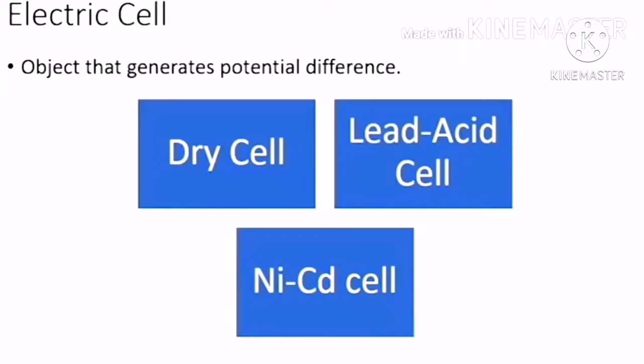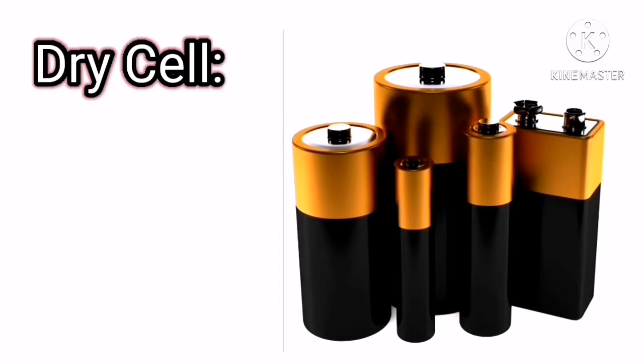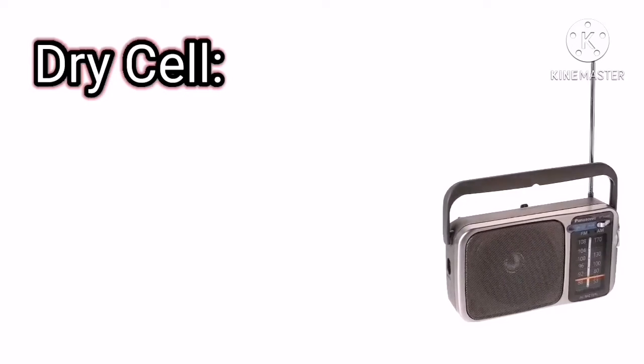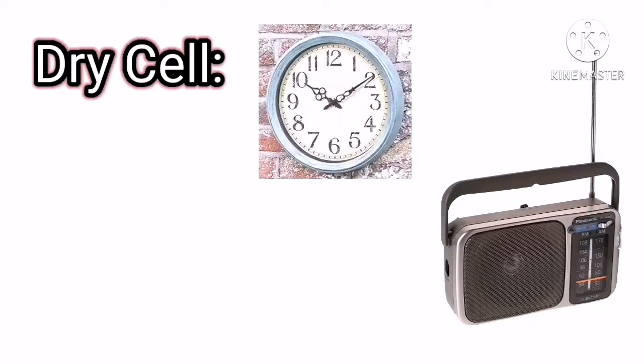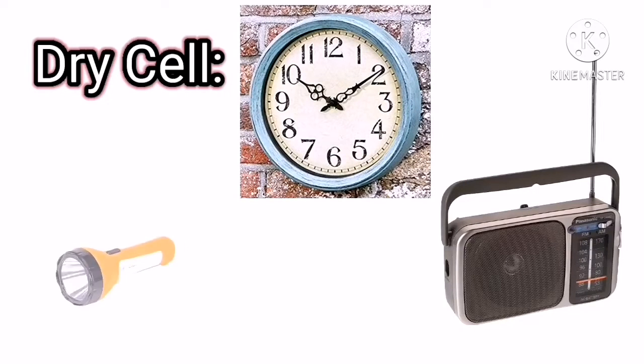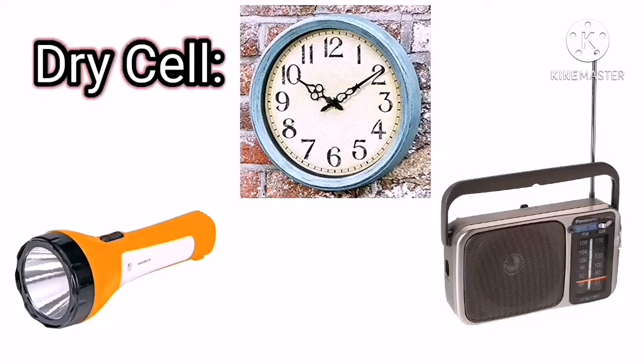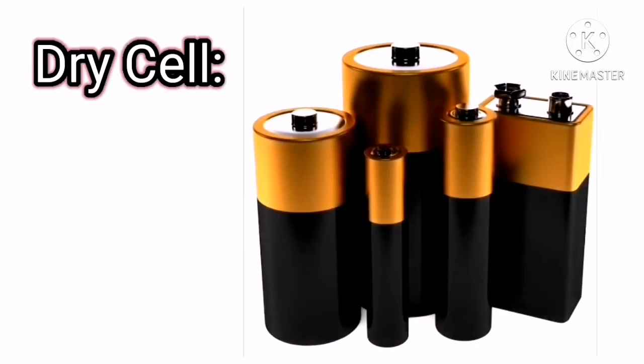So how do they work? How are they different from each other? So let's start to learn. Let's learn dry cells. It looks something like this, students. We all have seen this. Dry cells are used in radio, wall clock, torches, etc. These dry cells are available in 3-4 sizes.